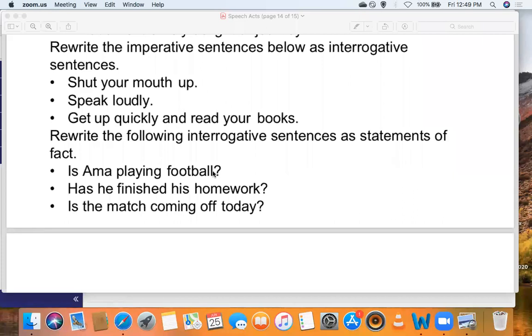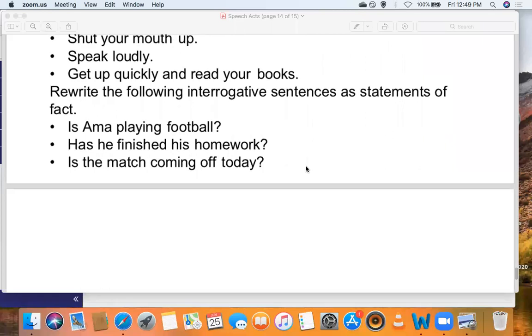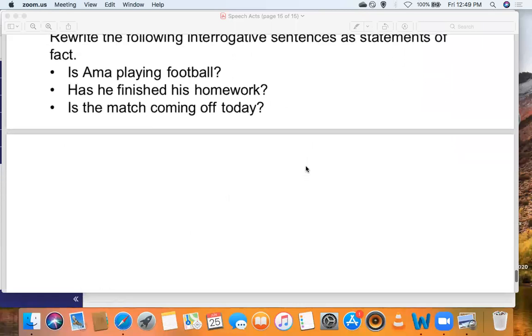Yeah, "Amma is playing football." And the second one, "He has finished his homework." Yeah. "The match is coming up today." Okay, so that's fine. That's okay.